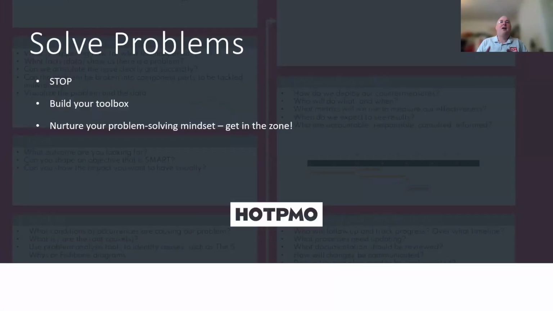To summarize, practice that STOP model so it becomes intuitive, so it comes naturally to you when somebody grabs you in a corridor with a problem. Build your toolbox. There's a few ideas that I've given you there, the 5 whys, the A3 technique as well. And crucially, nurture your problem-solving mindset. If you know what the mode you need to get yourself into to solve problems is, you can get yourself in that way of thinking whenever somebody hits you with a problem, and it gets you on the right foot to solve those things going forwards.